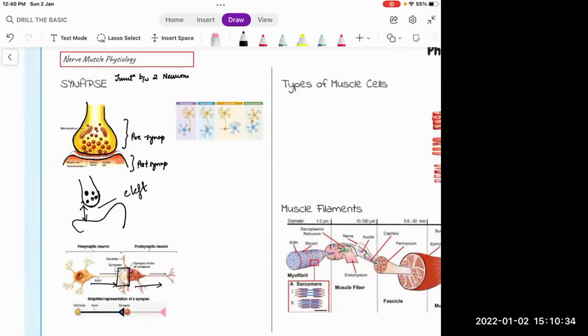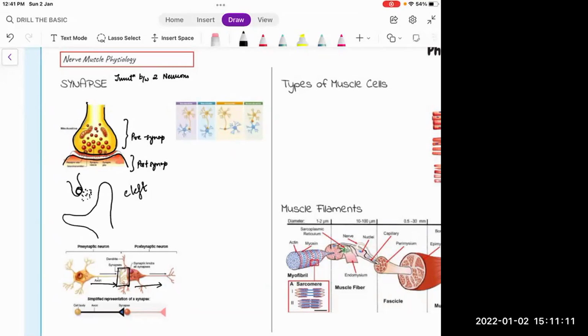These vesicles are the ones which carry the neurotransmitters, which have to reach the postsynaptic membrane. We have seen this in vesicular transport. The vesicles will come and reach the presynaptic membrane, and by the process of exocytosis, the neurotransmitters will be released in the synaptic cleft.